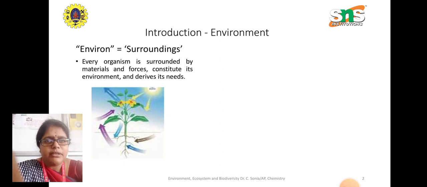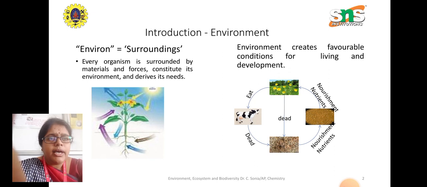See, for example, the plant takes energy from the sun and carries out photosynthesis with the help of the carbon dioxide that is present in the atmosphere. And also its roots take nitrogen. The environment creates favorable conditions for living and development.